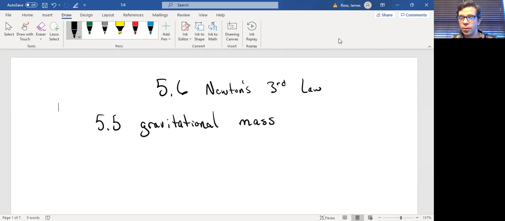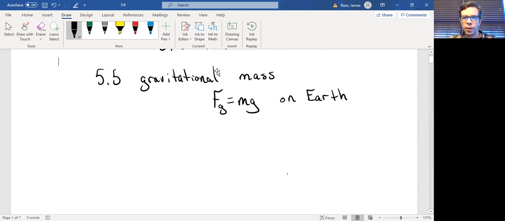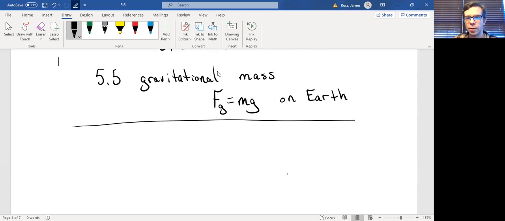Which happens to be equal to inertial mass. And in 5.5, we talked about the force of gravity equal to mg on Earth. Since those are equivalent, we're not going to discuss that in much more detail in this course.